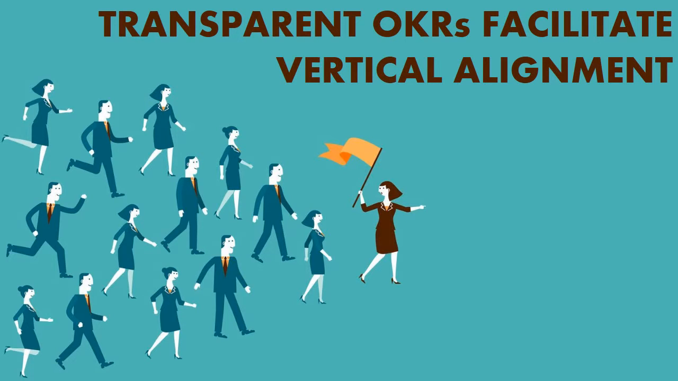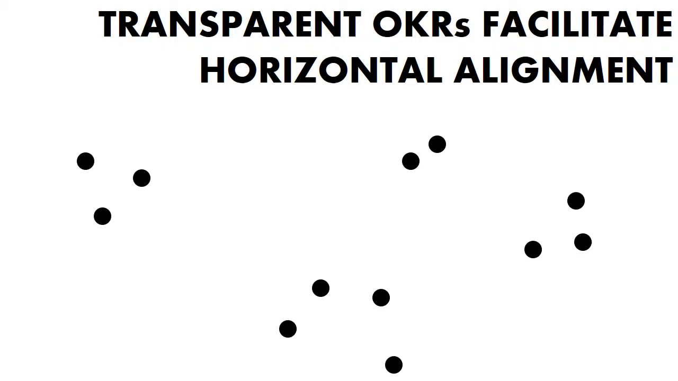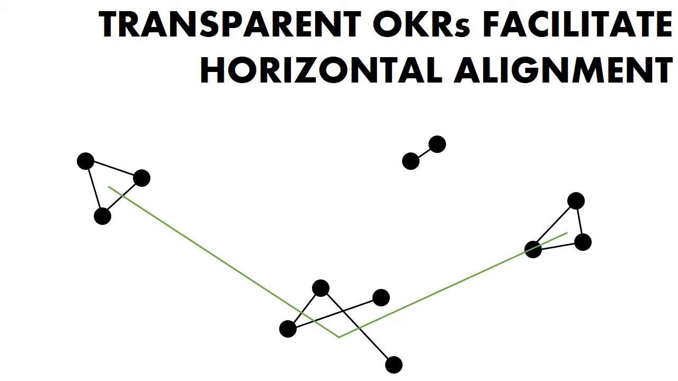This facilitates vertical alignment, right? If I can look at my boss's goals and their boss's goals and their boss's goals and their boss's goals all the way up the organization, I really can understand what the organization as a whole is trying to accomplish and what my part in that is. It also facilitates horizontal alignment as well.